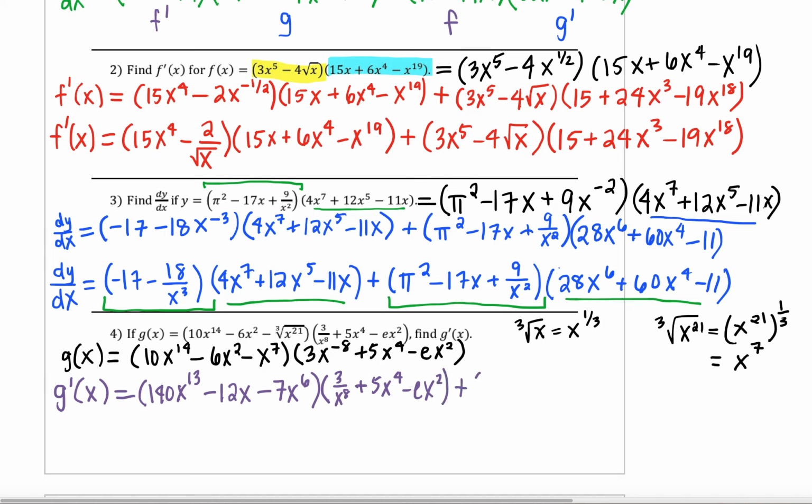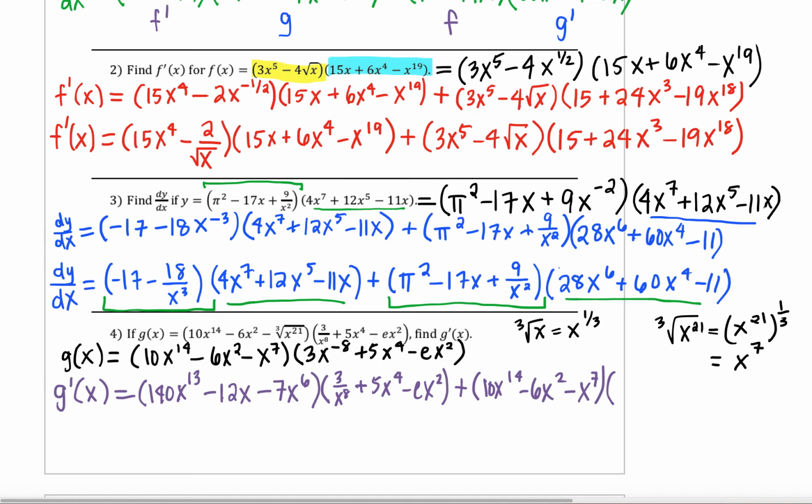Plus, I want to keep now the first function the same. So 10x to the 14th again, minus 6x squared, minus, I can go ahead and write that as x to the 7th to save a little space. I could also rewrite as the cube root, again, of x to the 21st since they're equivalent, times, now I want to take the derivative of my second function.